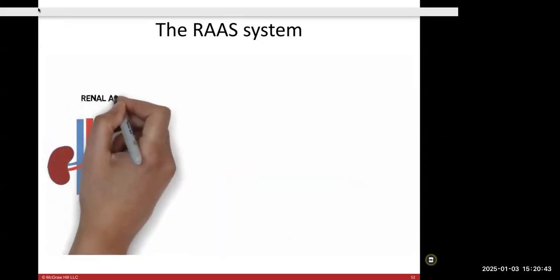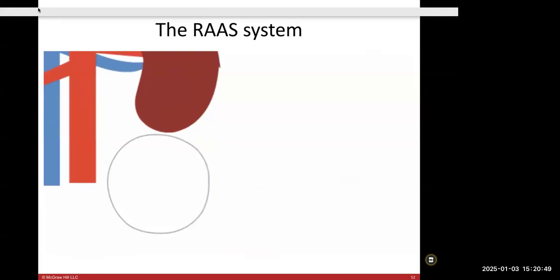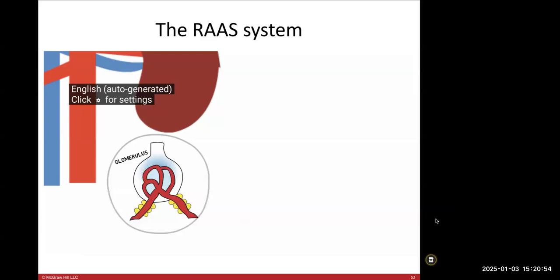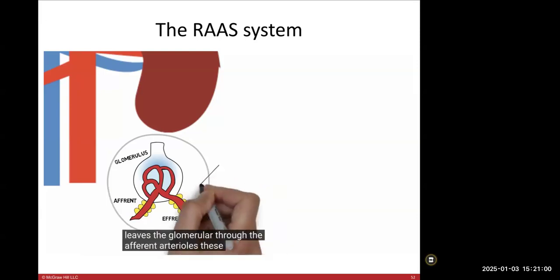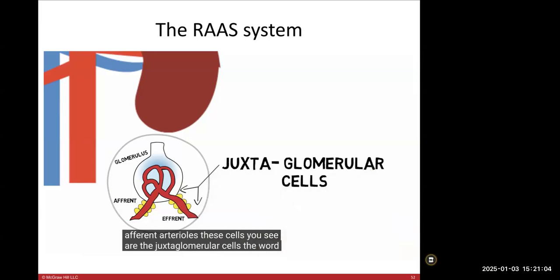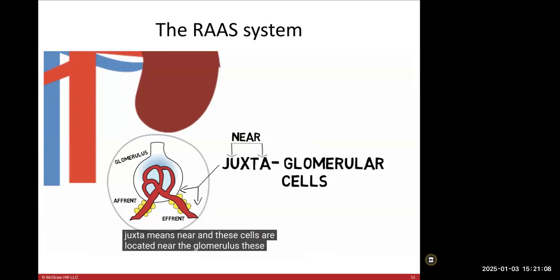Most of you know the kidneys are supplied by a set of renal arteries, which supply almost 20 to 25% of whole cardiac output to kidneys. This blood reaches the glomeruli through the afferent arterioles and leaves the glomeruli through the efferent arterioles. These cells you see are the juxtaglomerular cells. The word juxta means near, hence these cells are located near the glomerulus.